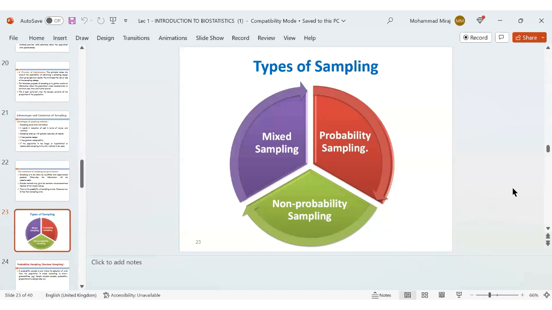So, see, there are three different types of sampling. One is known as probability sampling. The second is known as non-probability sampling, and the third one is known as mixed sampling.